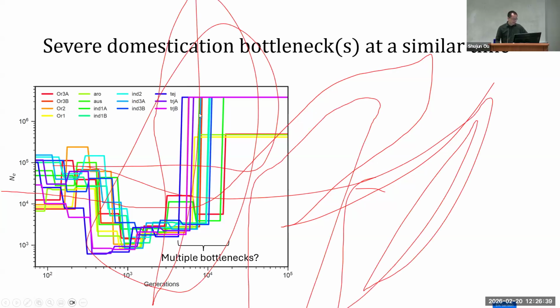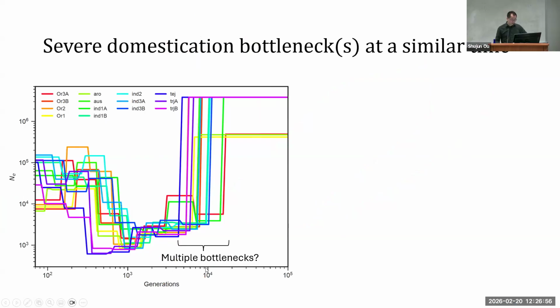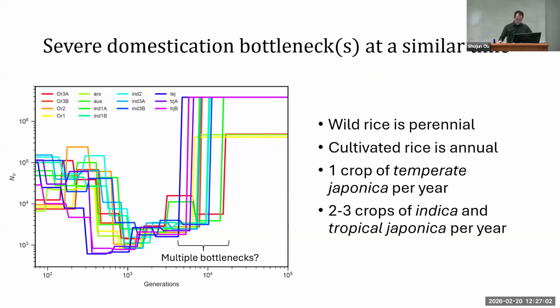So you can see each of the populations shares a drop. The y-axis here is the effective population size. They share a drop in their effective population size, but they are distributed in different generations. Does that mean they have multiple bottlenecks for each population? Your question is right. And the generation time is different.